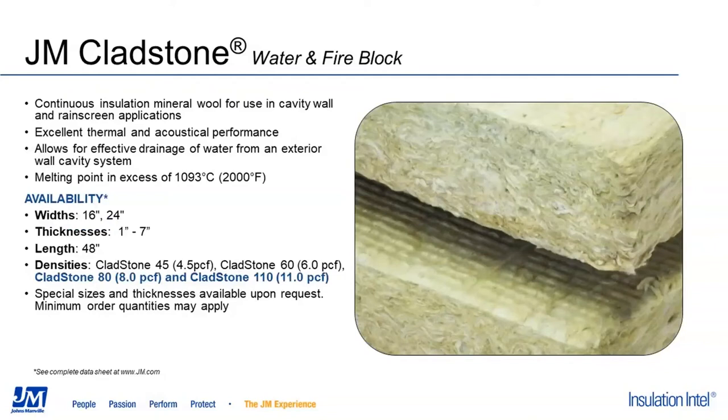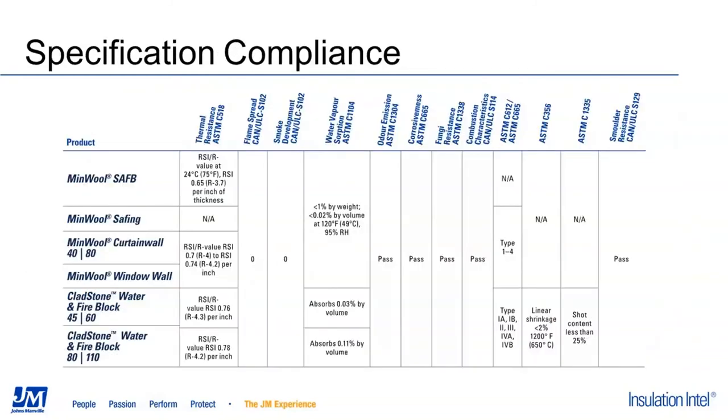Mineral wool in general is naturally water repellent. I mean, if you think about it, it's molten rock. Rocks are naturally water repellent, but Cladstone just adds to that feature by having some more properties that make it even more so. We have 4 different density offerings, Cladstone 45, 60, 80, and 110. And as you can see on the screen, those are labeled as such because of the densities of each of those products. And again, all the specifications, we're very competitive. We meet all of the appropriate ASTM standards, testing, certifications, and the like.